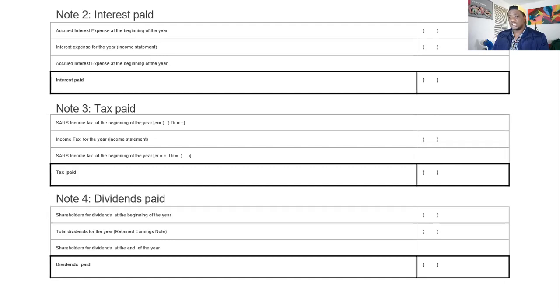And then the other notes that are very important is the note for interest paid, which is note 2. You start with the accrued interest expense at the beginning of the year. Please make sure that it's actually interest expense that's accrued. So that will be a negative, because interest expense that is owing at the beginning of the year would obviously be paid within the course of the year. And then you would also subtract interest expense for the year that you would take from the income statement, and then you would add accrued interest expense at the end of the year.